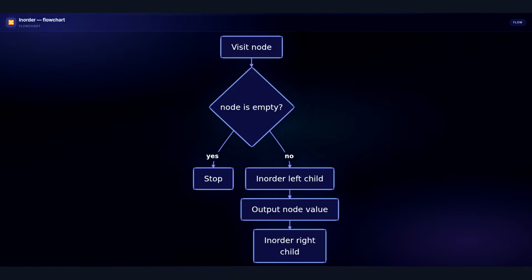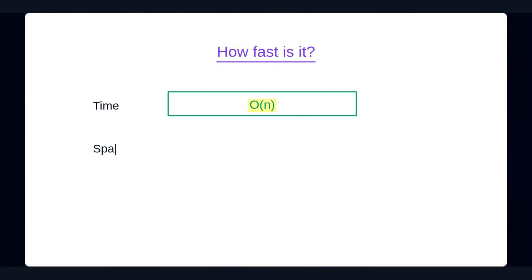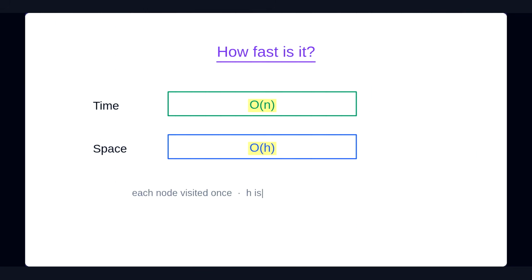One visit looks like this. If the node is empty, stop. Otherwise, recurse into the left child first, then output this node's value, then recurse into the right child. Left, self, right. Every node is visited once, so it is O(n) time for n nodes. The extra memory is the recursion stack, as deep as the tree is tall, which is O(h), the height of the tree.